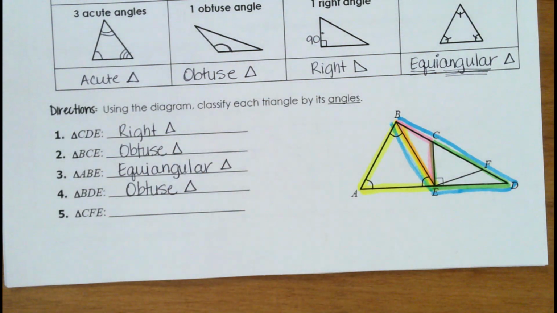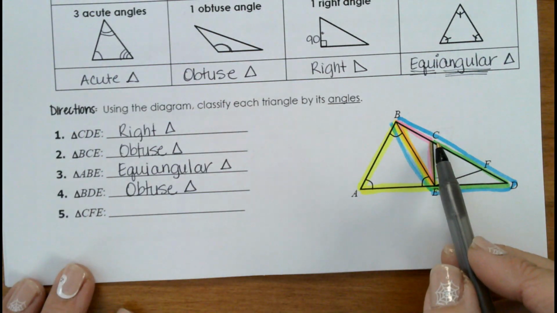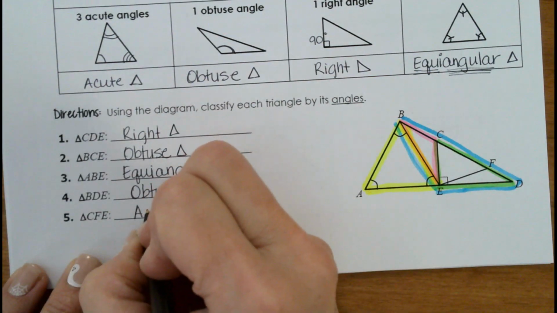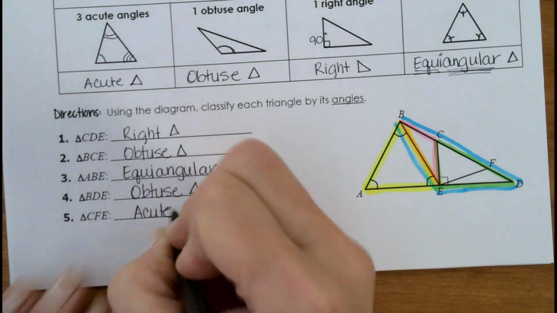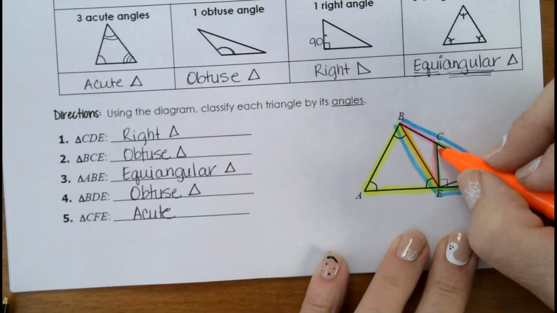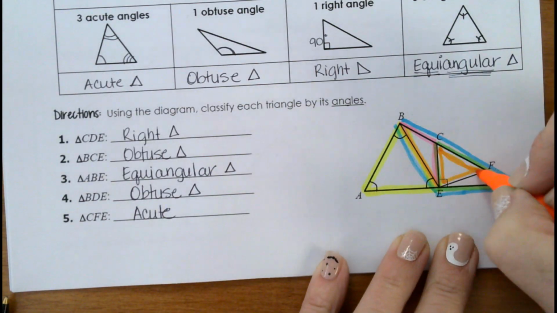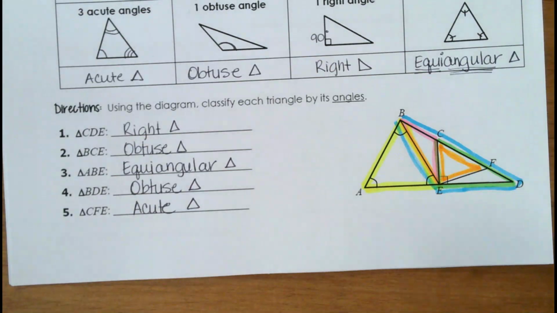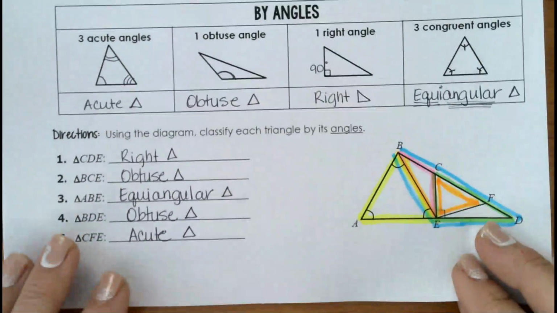And then finally, C, F, and E. What do you think? Acute. C is here, F is here, and E is here. Acute. So that would be this one. All right. Very nice job. And that was part of what you had to do in your Delta math. Does that look familiar? Okay.